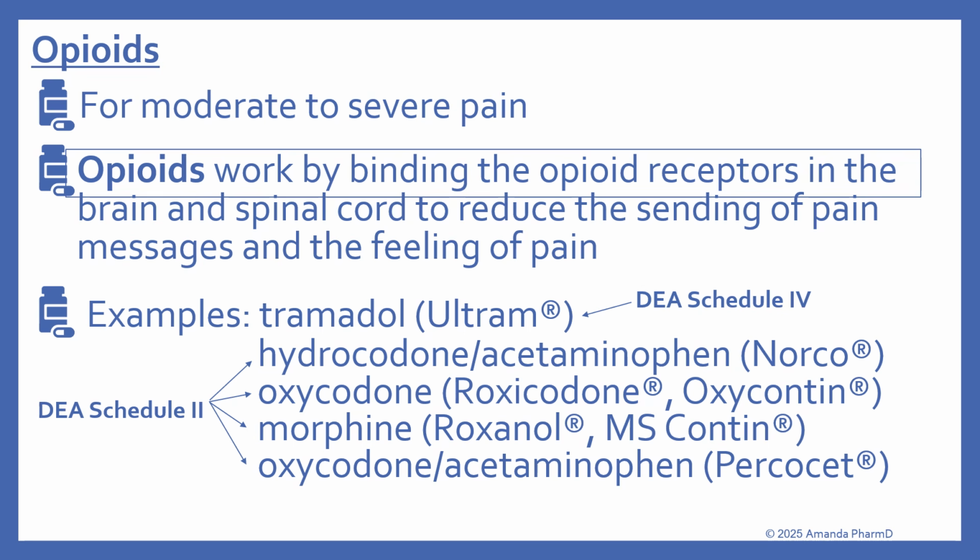And tramadol is a DEA Schedule 4, and hydrocodone with acetaminophen, oxycodone, morphine, and oxycodone with acetaminophen are all DEA Schedule 2. So these all have addiction and abuse potential.